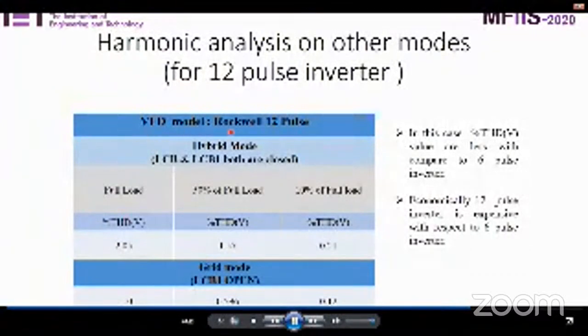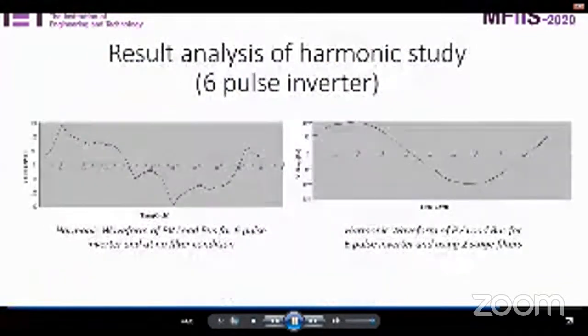Here, we did the same analysis for the Rockwell 12 pulse inverter. For hybrid mode, the full load percentage THDV is 2.05% and in grid mode it is 1.1%. Here we see this value is very low, so for this reason, we don't need any additional filter to reduce it. But economically, a 12 pulse inverter is expensive with respect to a 6 pulse inverter. This is the result of the harmonic analysis.